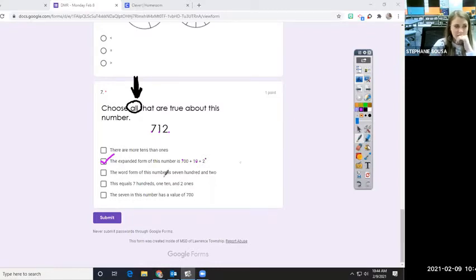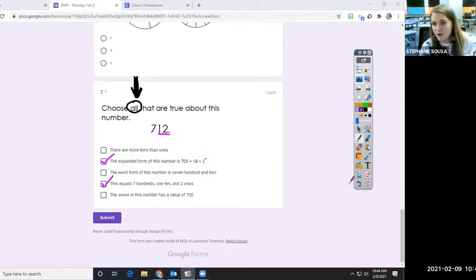All right. The word form of this number is 702? This says 12, not 2. This equals 700s, yes. 1 10, yes. And 2 1s, yes.